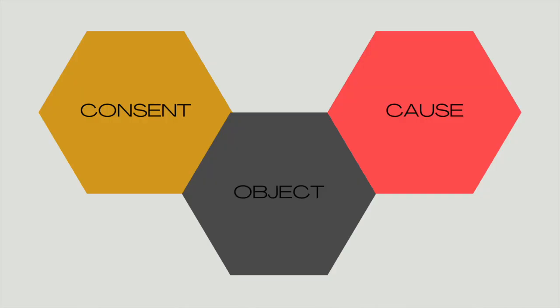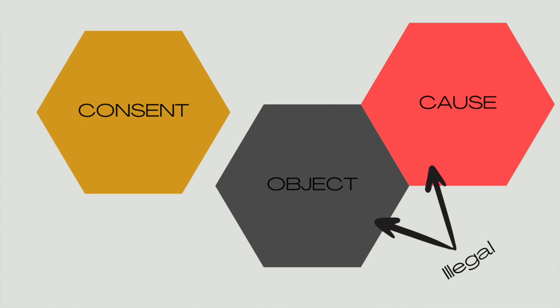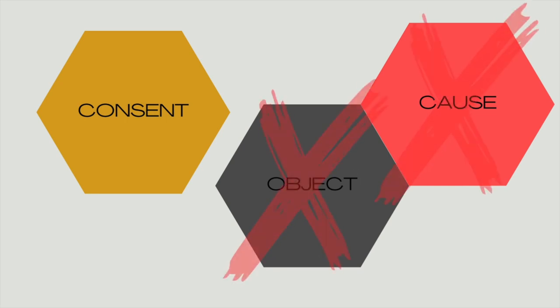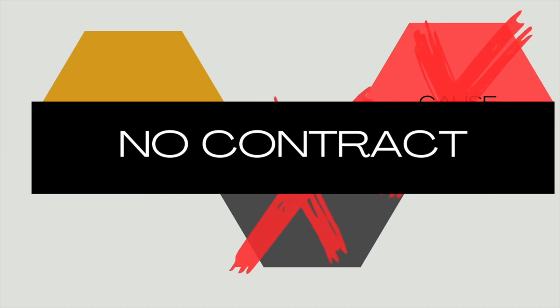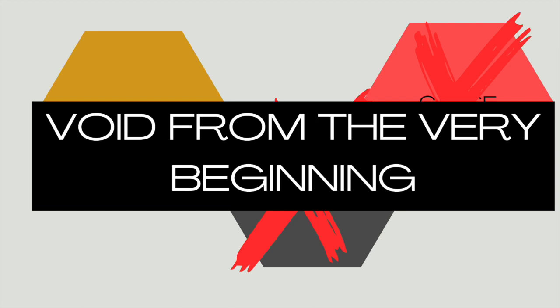So if the object or the cause is contrary to law, morals, public policy or public order, then it is as if there is no object or there is no cause. Why? Because what makes up a contract? There are three elements of a contract, and that is your consent, object, and your cause. So if the object or the cause is illegal, then the law deems it as if it does not exist, and therefore there is no object, there is no cause. And what happens to the contract? It does not exist. It is void from the very beginning because it lacks an essential element.